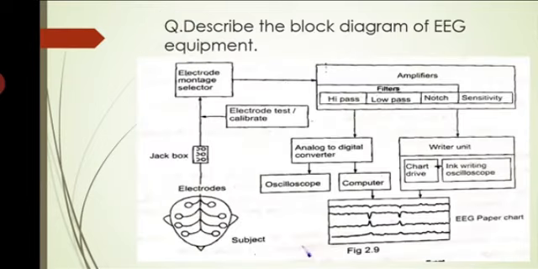Now we will see the block diagram of the EEG, that is, the electroencephalogram equipment. In this, there are a number of blocks. In that, a calibrator is there, a montage selector is there, amplifiers are there, analog to digital converters, digital to analog converters are there, and different filters are there.